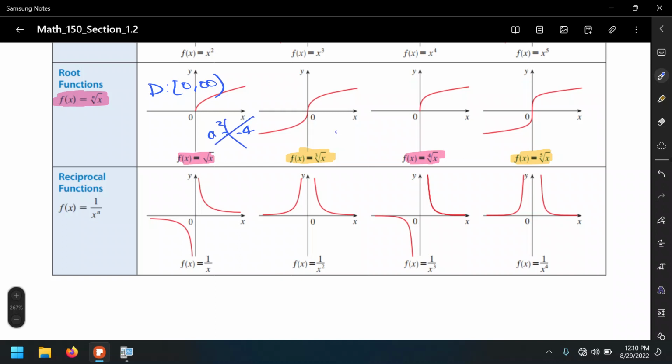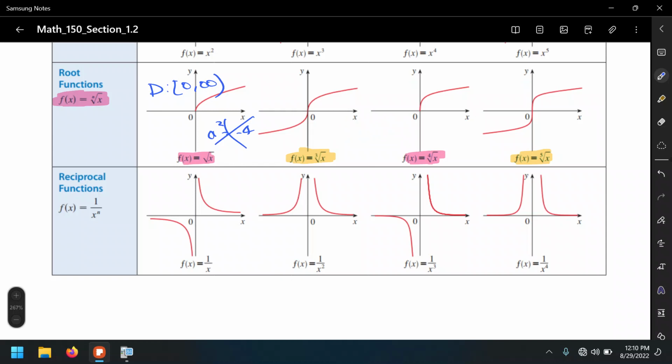But it is possible for cubes, and the answer here is negative 2, because negative 2 times negative 2 is positive 4, times negative 2 is negative 8. It's possible for odd powers, and that's why we will have a function whose domain is all real numbers.